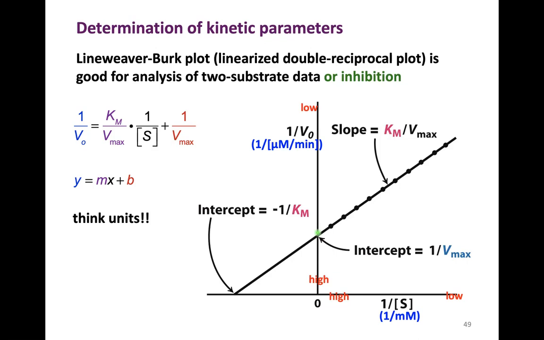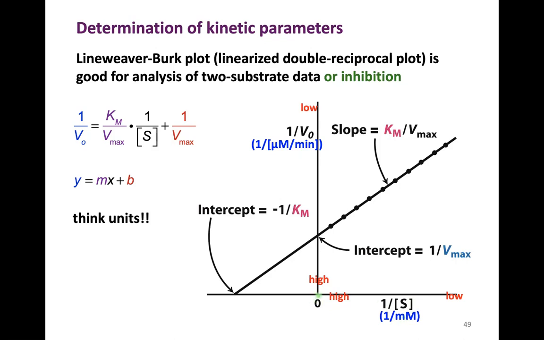So it's really useful. You need to think units. What we're plotting is y as a function of x. Y is the inverse of the initial velocity, so it's 1 over the velocity, as you can see here. This might be in units of micromolar or millimolar per minute, but it's always a per minute, right? Because it's velocity. And of course, x is the reciprocal of the substrate concentration, so 1 over whatever the concentration units are.